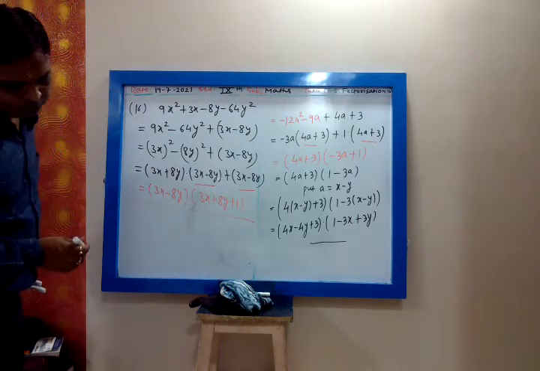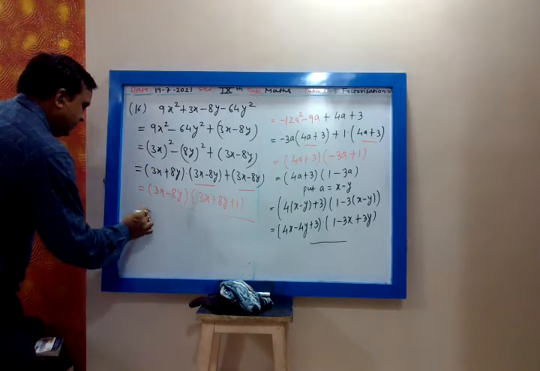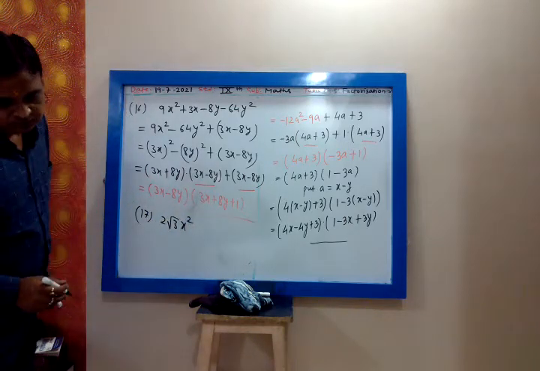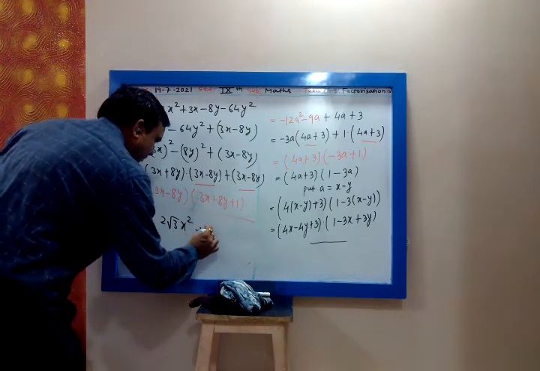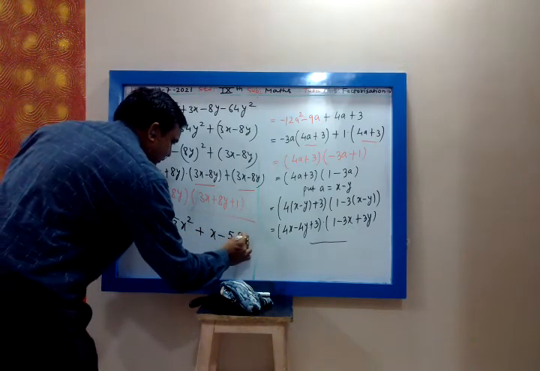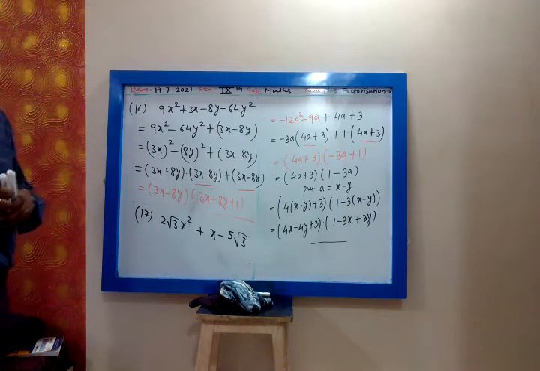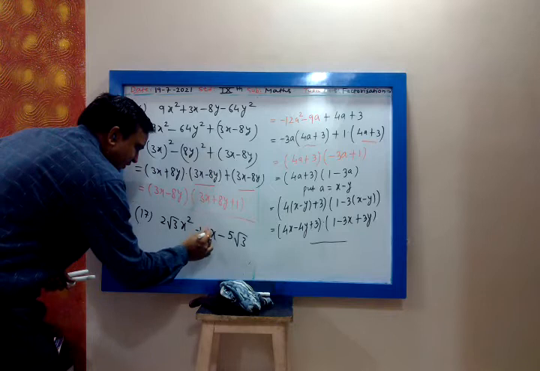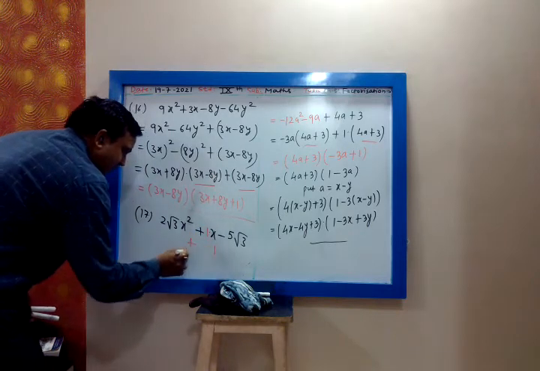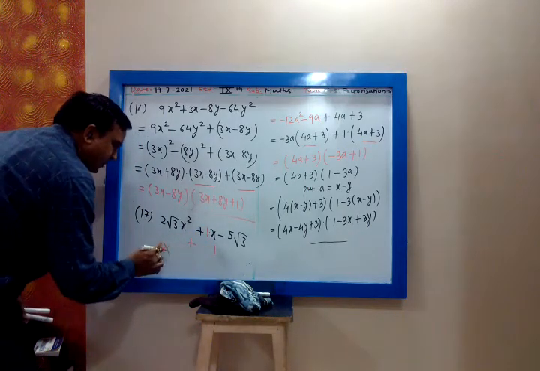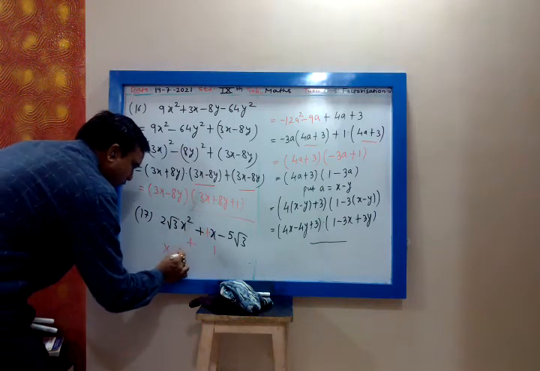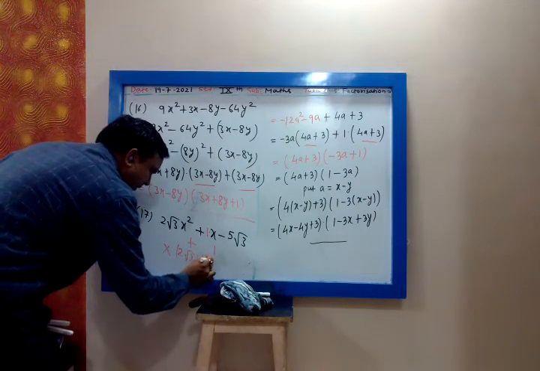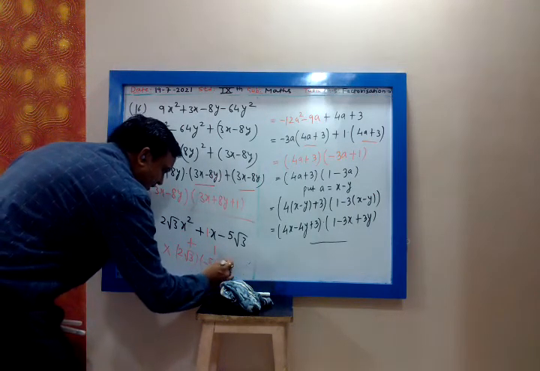Now 17. 2 root 3 x square plus x minus 5 root 3. So this is a quadratic equation of type 2. Find two numbers whose sum is 1, since the coefficient of x is 1, and whose product is 2 root 3 into minus 5 root 3, so that is minus 30.